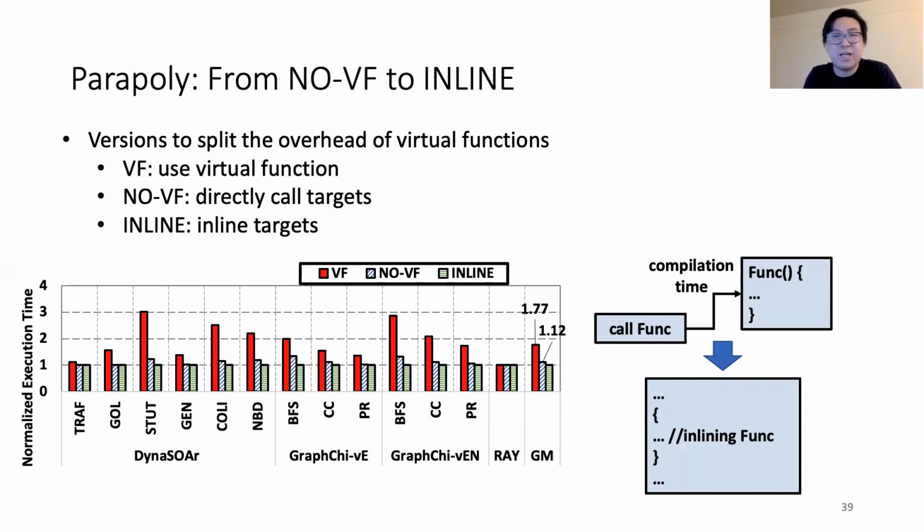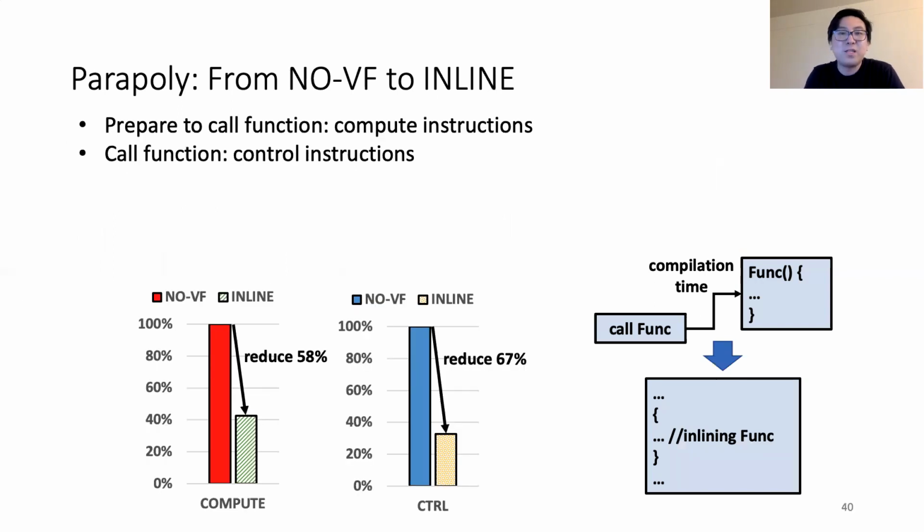Then let's talk about the performance difference between the NoVF and Inline versions. From NoVF to Inline, the performance improves 12%, which is less than from VF to NoVF. We explored the reasons for this difference and found that the compute and control instructions decrease by 58% and 67% respectively. This is because both the preparation instructions for calling functions and the function calls themselves are saved in the Inline version.